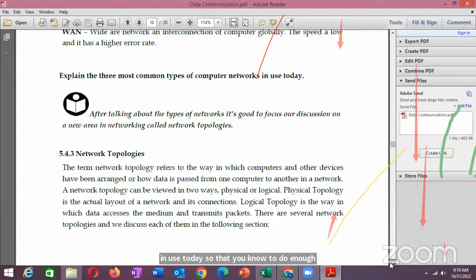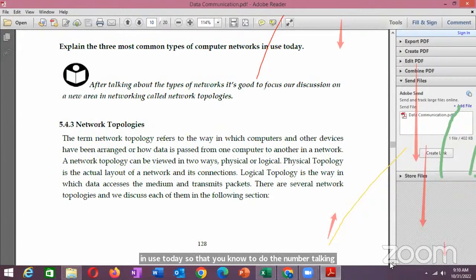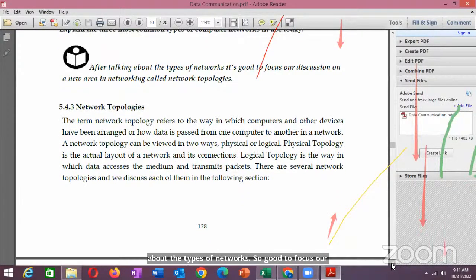Then after talking about the types of networks, it's good to focus our discussion on a new area in networking called network topologies. So the term network topology refers to the way in which computers and other devices have been arranged, or how data is passed from one computer to another in a network. A network topology can be viewed in two ways, physical or logical. The physical topology is the actual layout of a network and its interconnections. The logical topology is the way in which data accesses the media and transmits packets.